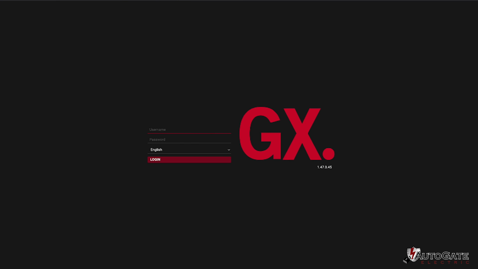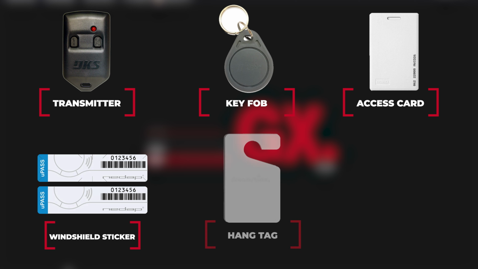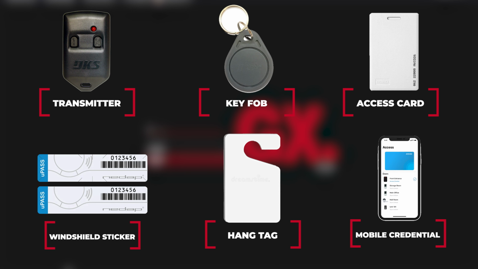Now, there is a bit more information that I wanted to review with you guys today, and there's a term specifically that we're going to go over, and this term is called access card. In your ICT access control system, an access card in our videos and in the system refers to a device that can be used at an access controlled location. This can be a transmitter, a key fob, an access card, a windshield sticker, a hang tag, and a mobile credential such as Bluetooth or NFC key, or any other device that the user will use to enter the property.